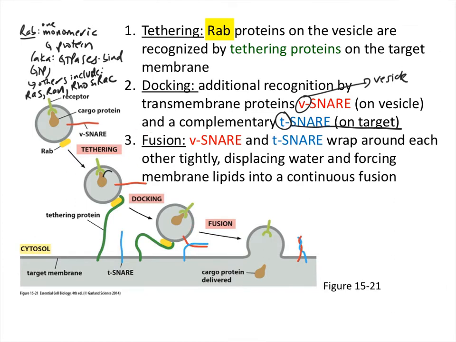Then the third step that takes place is fusion, in which V-snare and T-snare wrap around each other much more tightly, and through this process, they will displace water, and they force membrane lipids on the vesicle and on the target membrane into a continuous fusion, and this reorients the membrane lipids on the vesicle to make a continuous membrane with the target membrane. And what this means is that the cargo protein, which had been inside the vesicle, now is going to be released into the now continuous cytoplasm. This all is described in figure 15-21.